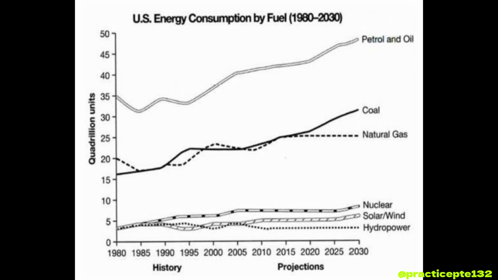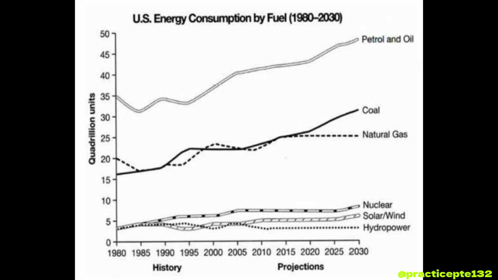The following graph gives information about the U.S. energy consumption by fuel. The items include coal, natural gas, and petrol and oil. The horizontal axis is the year, ranging from 1980 to 2030.